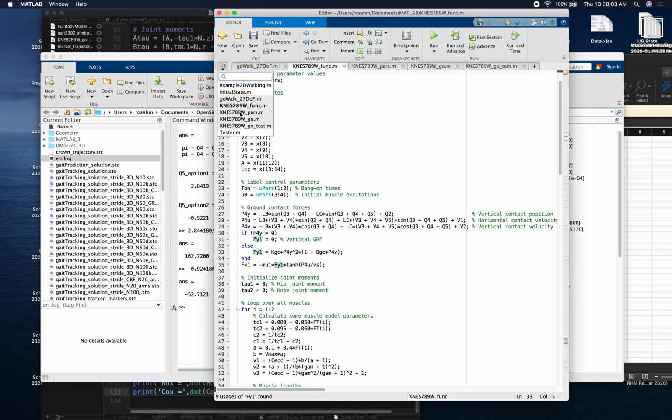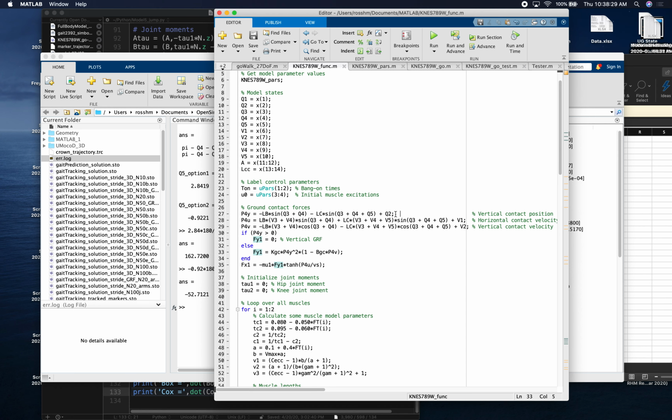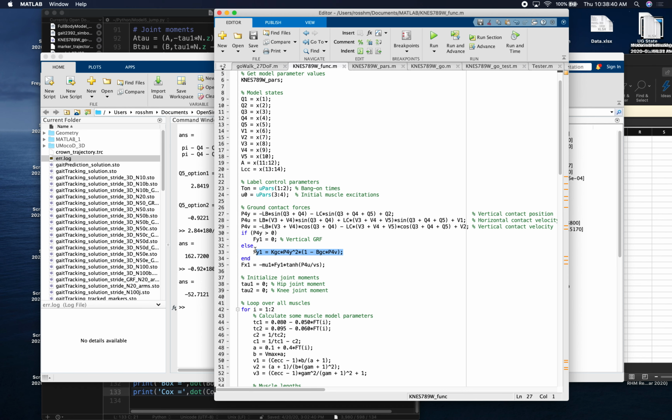So let's go back to our symbolic playground here. And now we are going to specify Fy1 up here as a symbol and P4y as a symbol. Now I'm going to copy my P4y expression over there. And I'm going to copy my vertical ground reaction force expression over there.